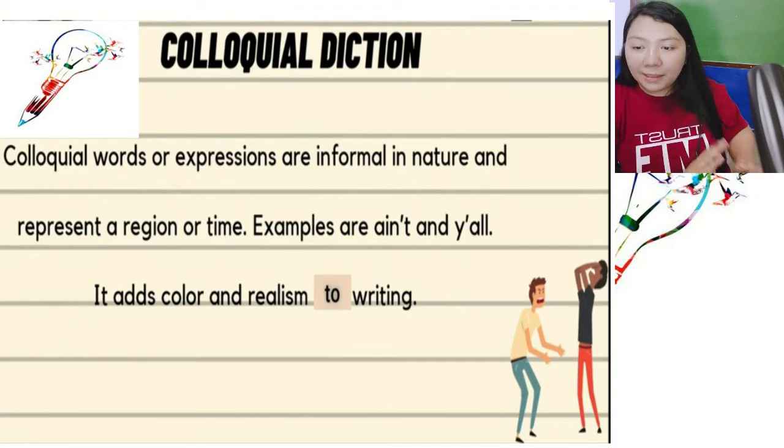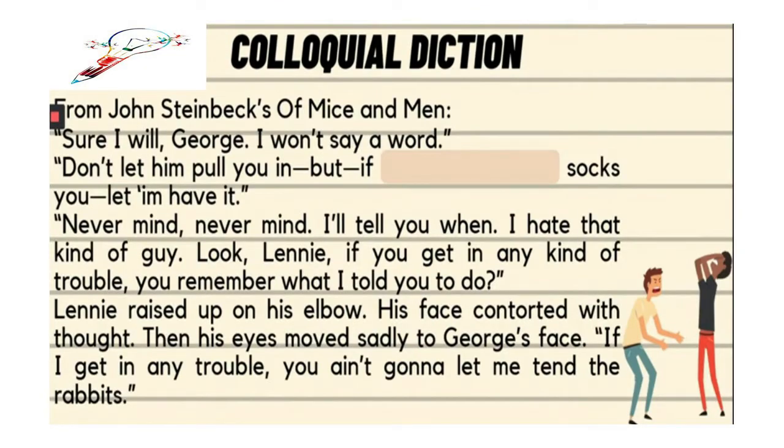From John Steinbeck's Of Mice and Men: Sure I will, George, I won't say a word. Don't let him fool you, but if... sounds to let him have it. Never mind, I tell you, I hate that kind of guy. Look, Lennie, if you get in any kind of trouble, you remember what I told you to do? Lennie raised up on his elbow, his face contorted with thought. Then his eyes moved sadly to George's face. If I get in any trouble, you ain't gonna let me tend the rabbits.